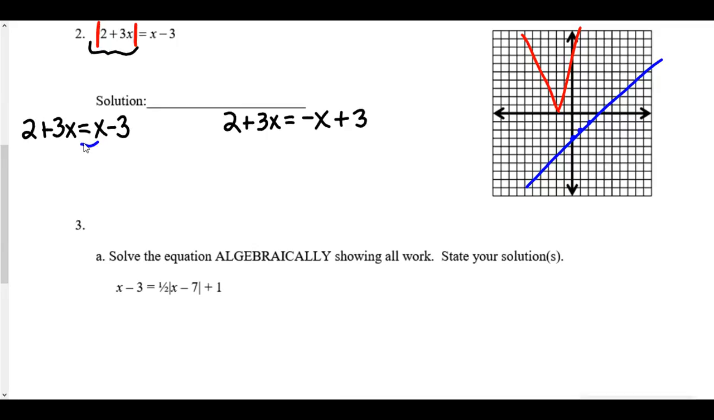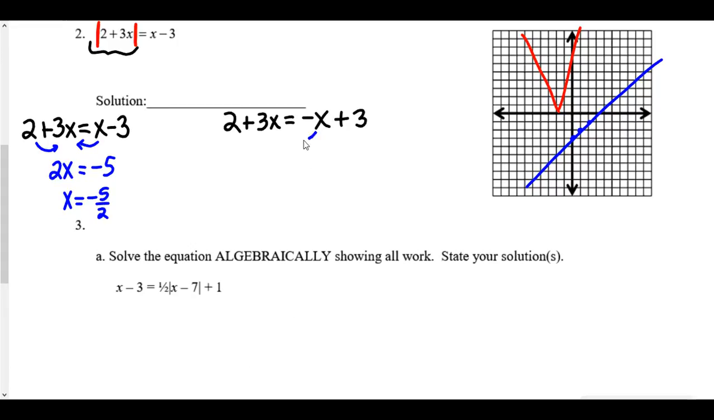So over here, I'd move the x to the left side by subtracting. So I'd be down to 2x. And I'd move the 2 over to the right side by subtracting. So I'd have 2x is -5. Then I would divide both sides by 2. And I have x is -5/2. I'm going to have to check that in just a second.